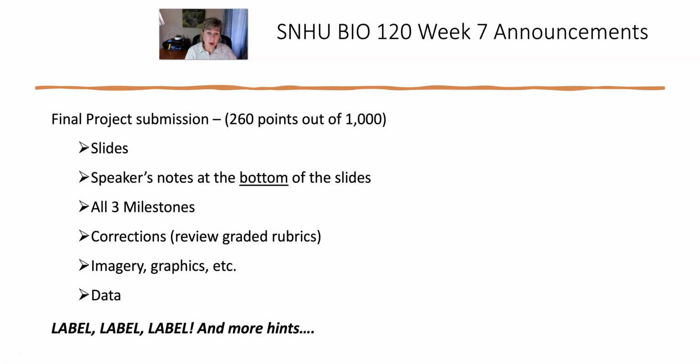This consists of all three of the milestones, not just the last one. It's all of the milestones. That's the whole project. Make your corrections. I have graded all of this information, so please review your graded rubrics for milestones 1, 2, and 3 and make adjustments. Fix things that I have told you are wrong, and you're going to get a much better grade on your final project. Include imagery, graphics, little cartoons.